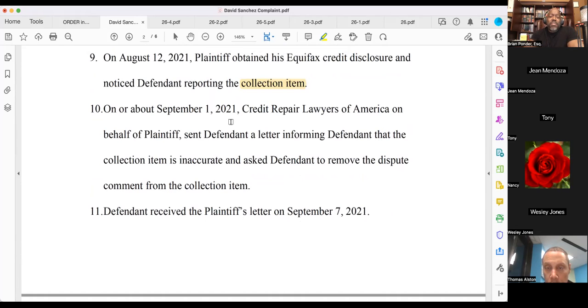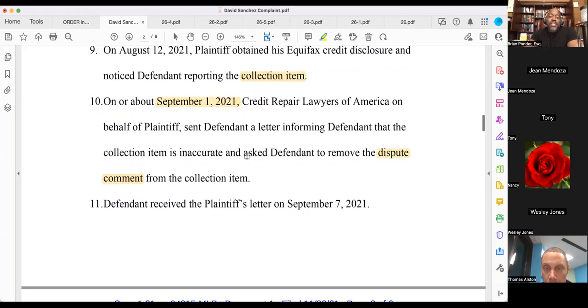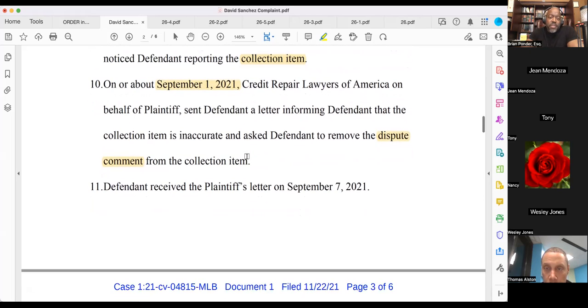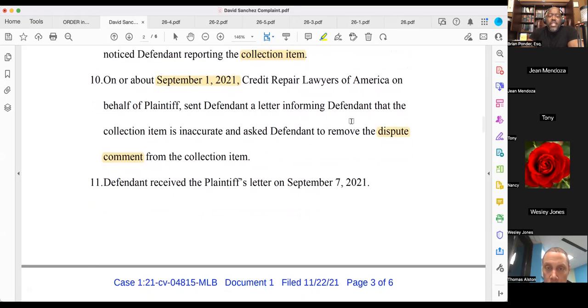Okay, so again, I'm reading this now. You're wondering, where is this dispute comment coming from? You don't know yet. It seems to be just coming out of nowhere. All right. Defendant, okay, that the collection item is inaccurate. So if you're writing a letter saying that the collection item is inaccurate and to remove the dispute comment, how can you do that? Because if you're saying it's inaccurate, what are you doing? Disputing it, right?